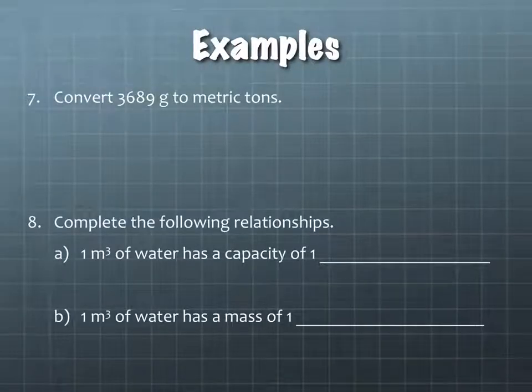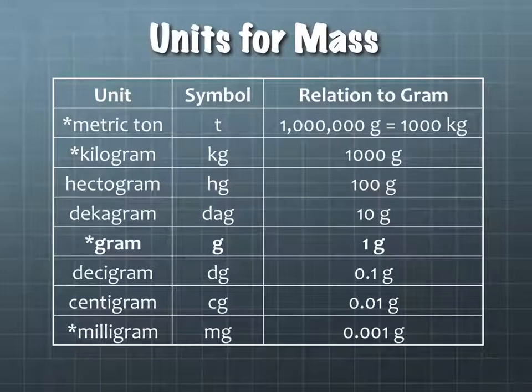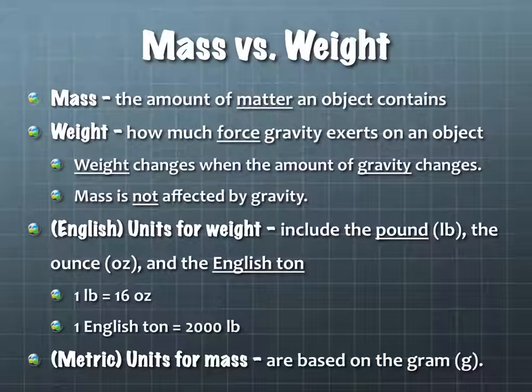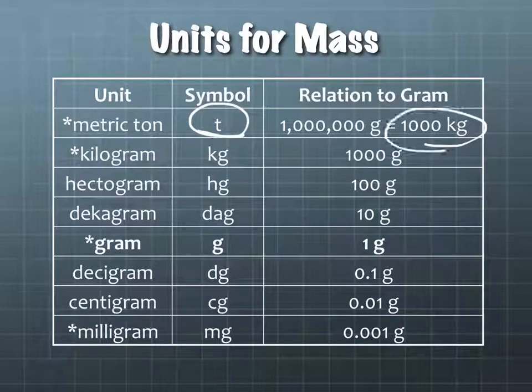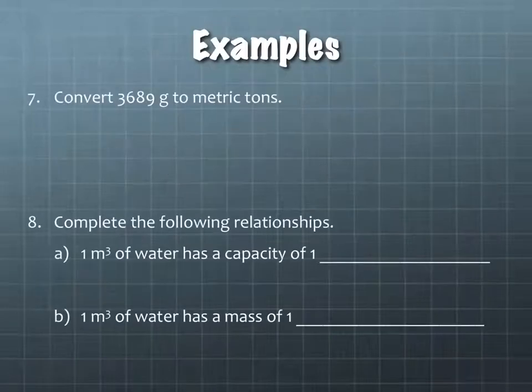Here we are. All right, so the first example that we're asked to do is to convert 3689 grams into metric tons. So if you take a look, this number of grams actually has a relationship between tons and grams with kilograms. So take a look over here. There it is. Our tons to 1,000 kilograms. So we're going to take our value in grams and turn it into kilograms.